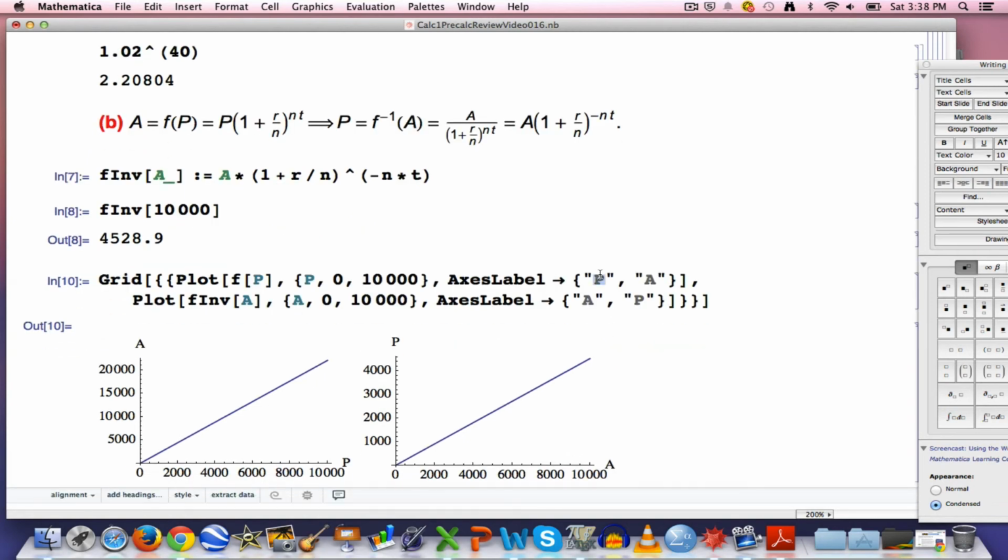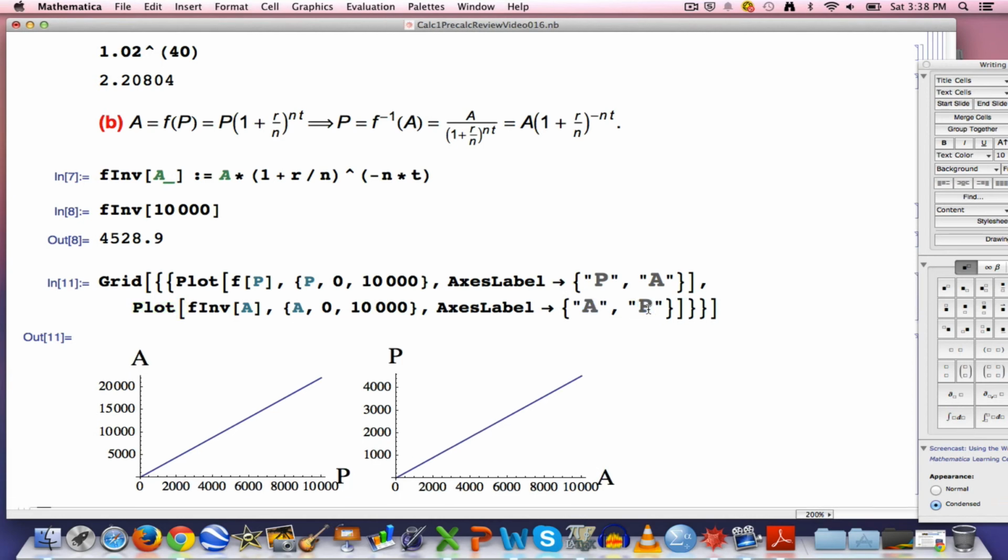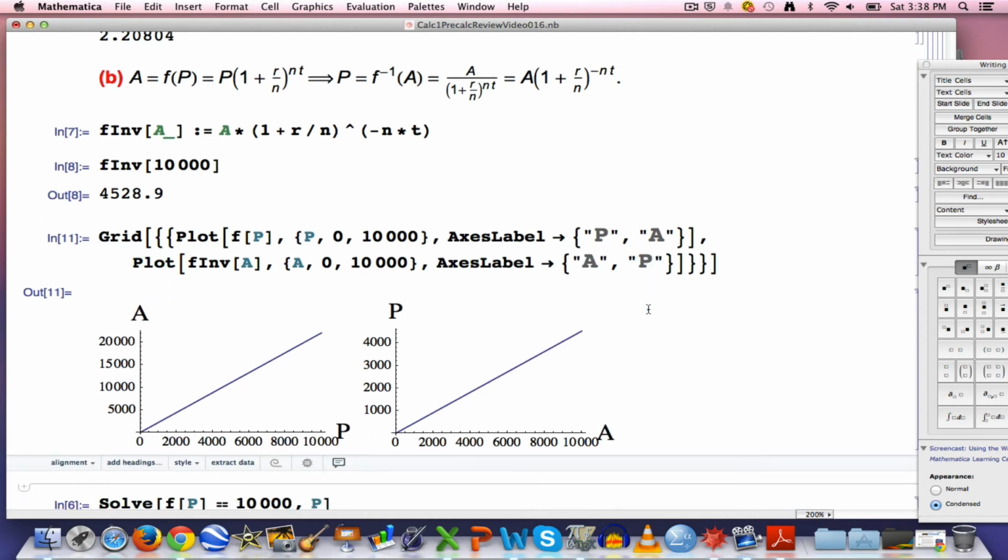There, I've got those labels. I can make them bigger. I like doing that. I can make the graphs bigger as well. I won't bother with that for the moment. And you might ask, how are these graphs related to each other? You may have had a teacher, or you may have learned that when you do the swapping of the variables, the graphs are reflections of each other across the diagonal line y equals x in the generic case. Is that the case here or not? I'll let you think about that, and we'll think about it together in the next video.